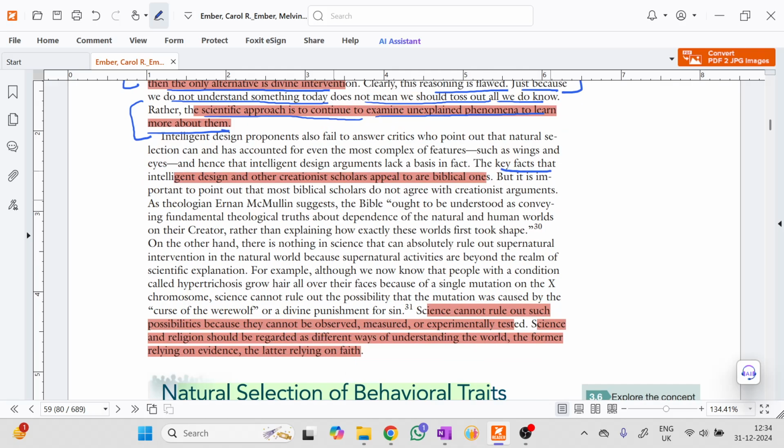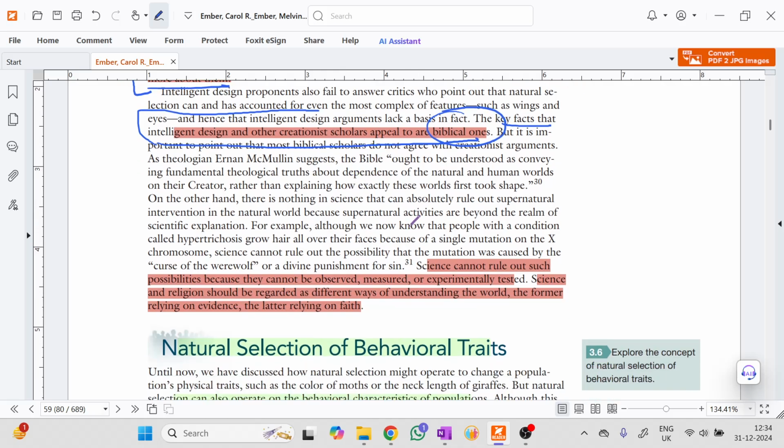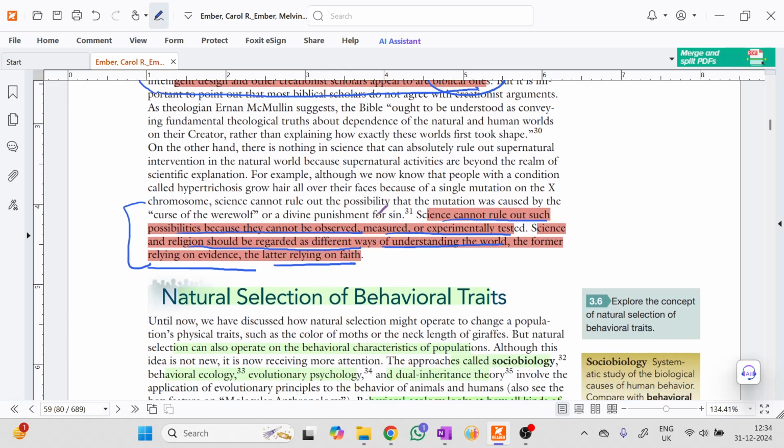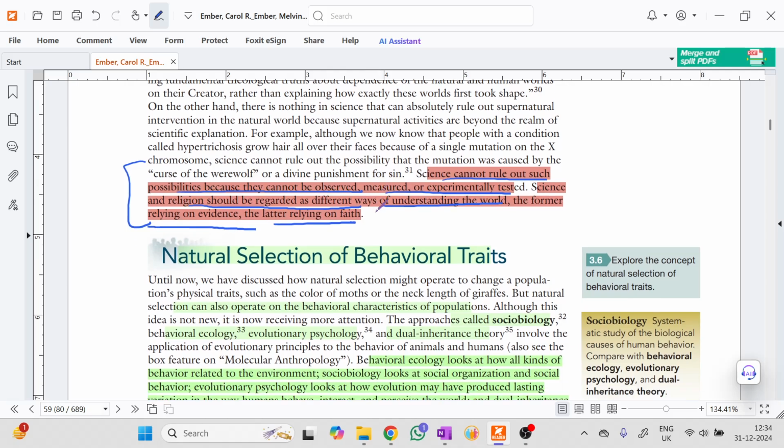And then the key facts appealed to by intelligent design creationists are the biblical ones. Science cannot rule out such a possibility because it cannot be observed, measured, or experimentally tested. Science and religion should be regarded as different ways of understanding the world. The former relies on evidence, while religion relies on faith. So faith and experimentation should stay in separate affairs.